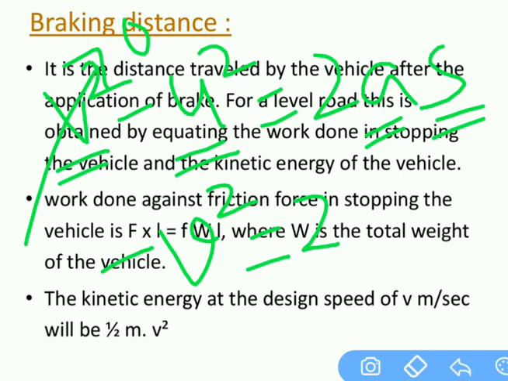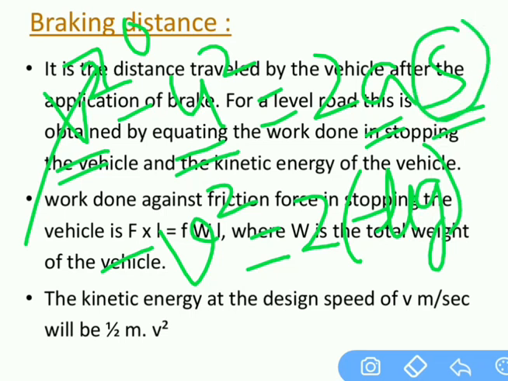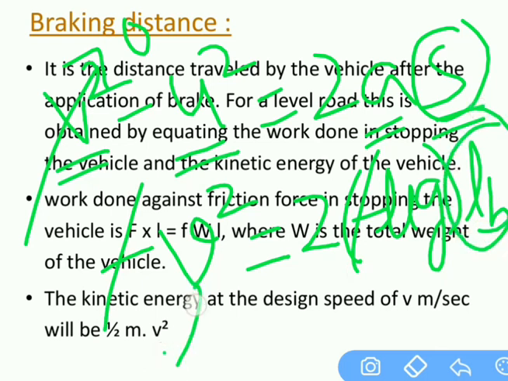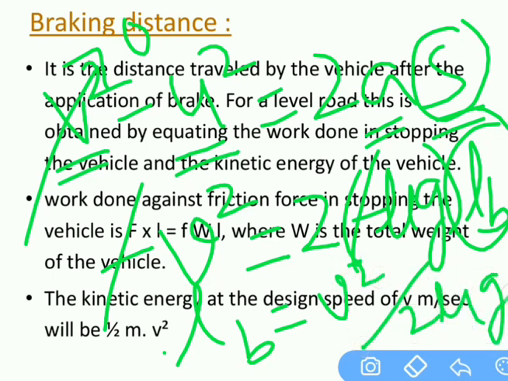But here we are applying the brakes, so retardation will occur, that is mu into g. Then what is s? The displacement, how much distance is changing. That may be the braking distance. Then minus minus gets cancelled. The braking distance BD I can directly calculate as v square by 2 mu g.